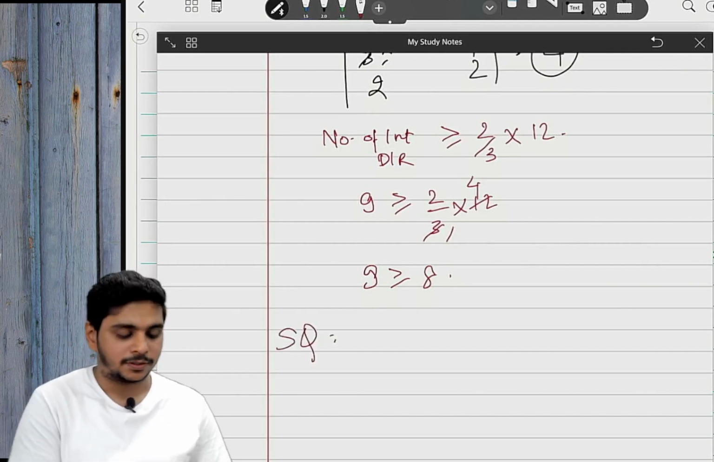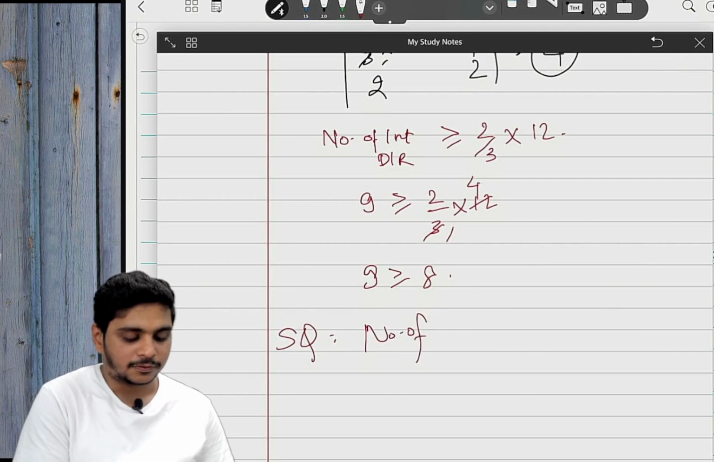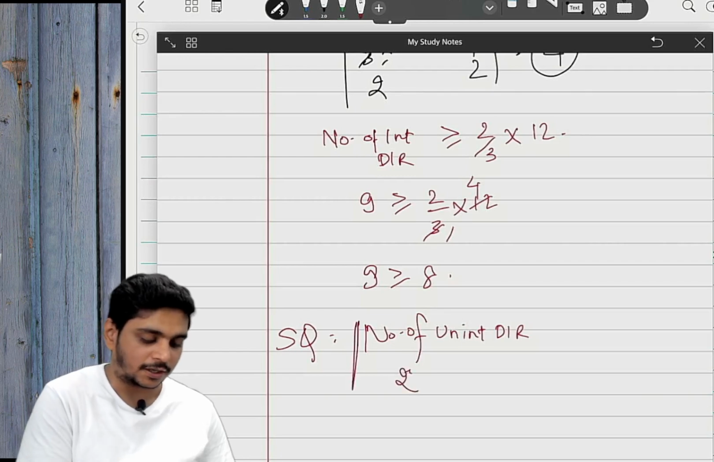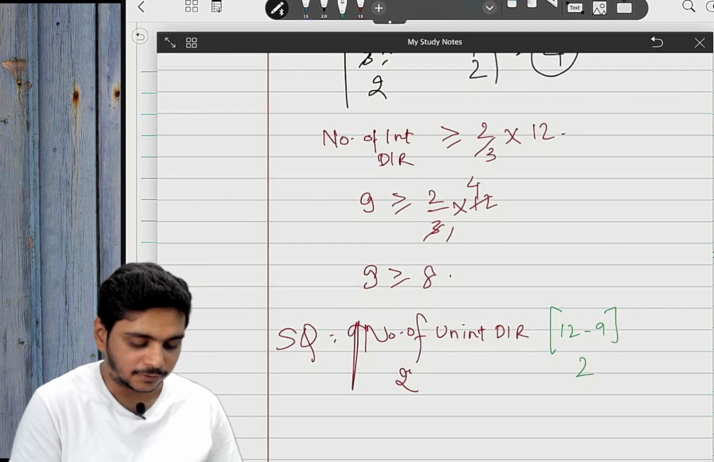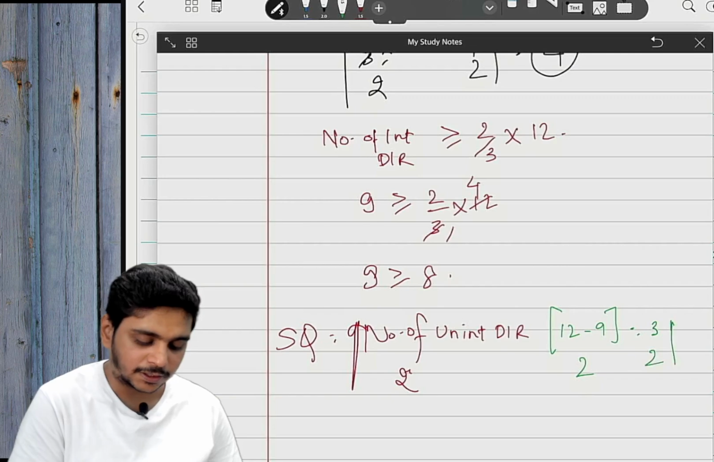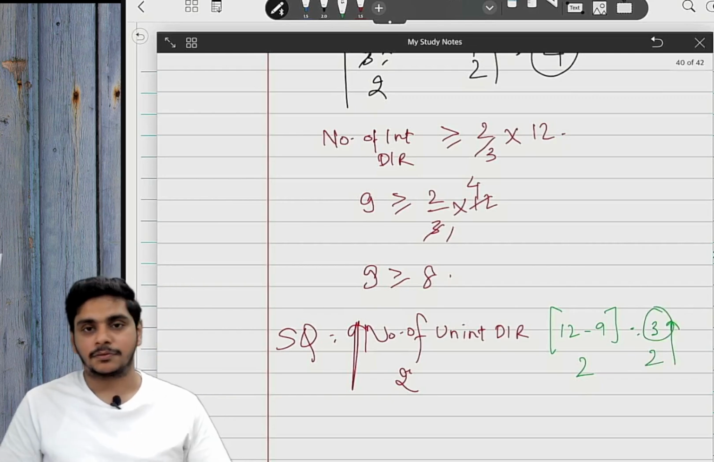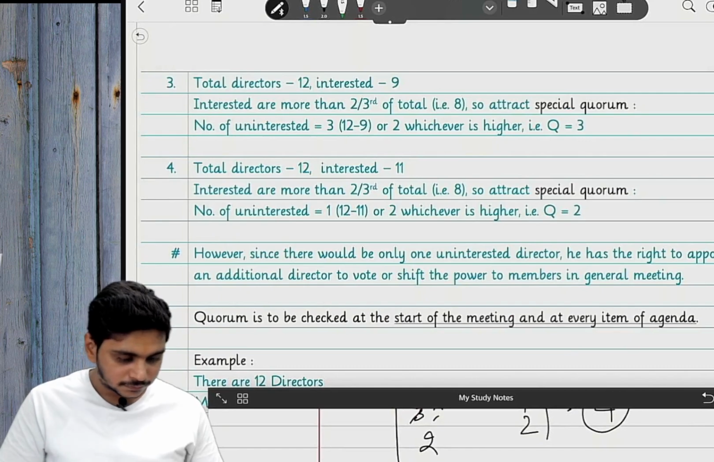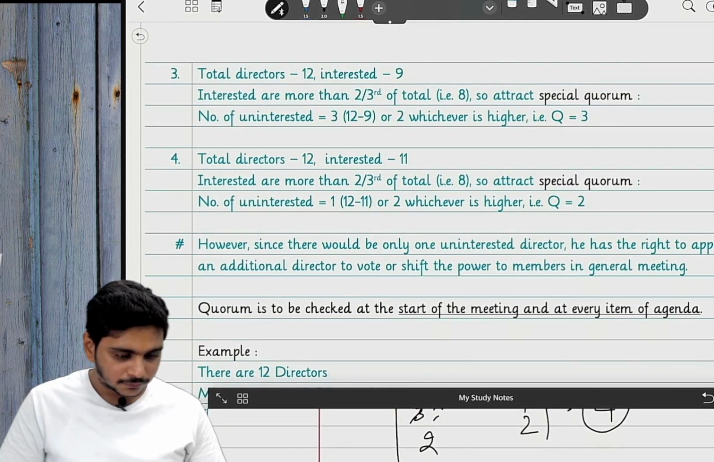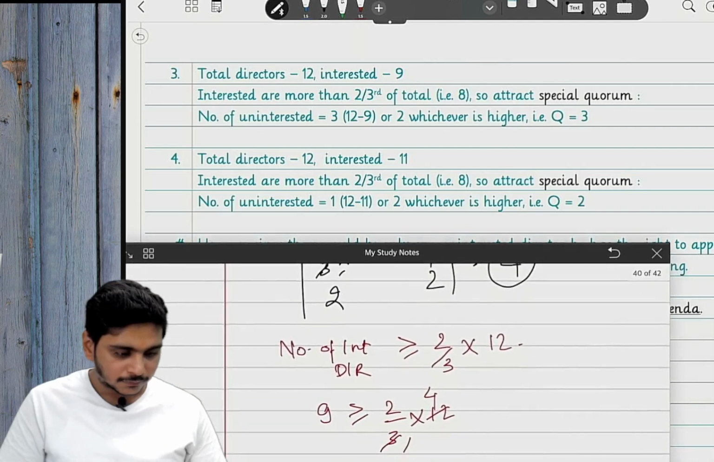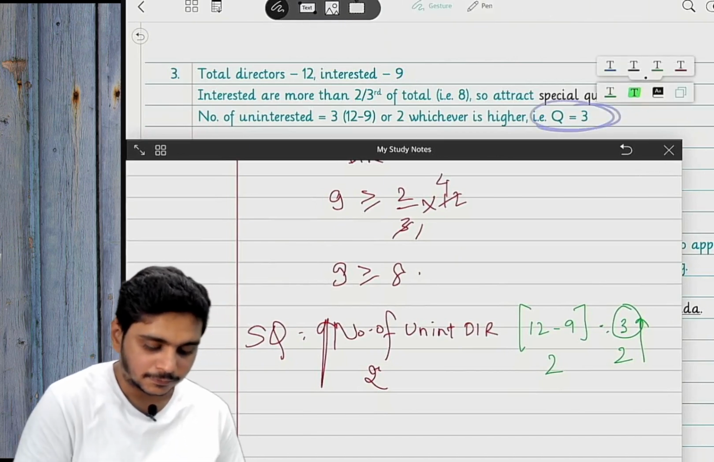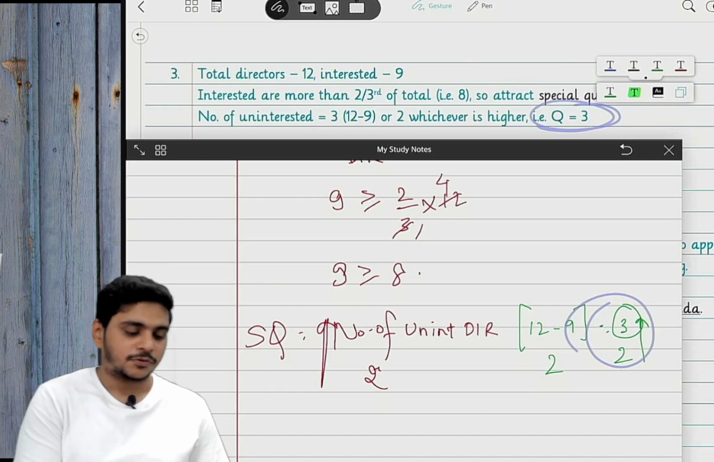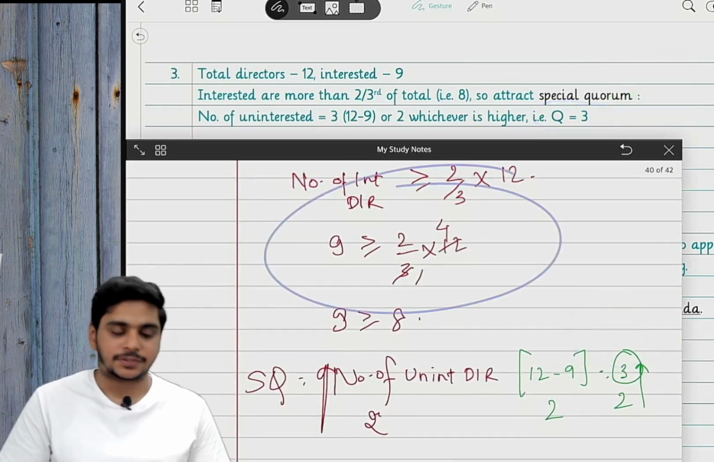What is my special quorum? The number of uninterested directors or 2, whichever is higher. How do you get uninterested? Total minus interested, or 2. So 3 or 2, which is higher? 3. Ideally the answer should be 3. Quorum is 3. So first you need to satisfy the condition.